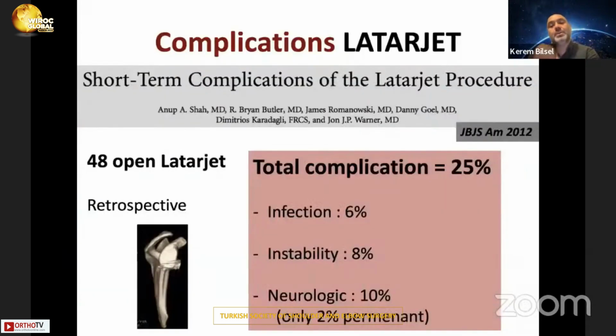And when we look at the complications of the Latarjet procedure, the total complication rate is 25%. It seems high. It's mainly recurrence and infection, and 10% of these complications can be neurologic, but hopefully 2% of these neurologic complications were permanent.